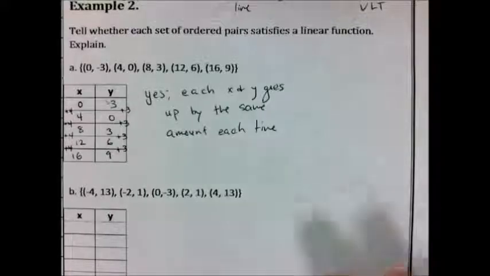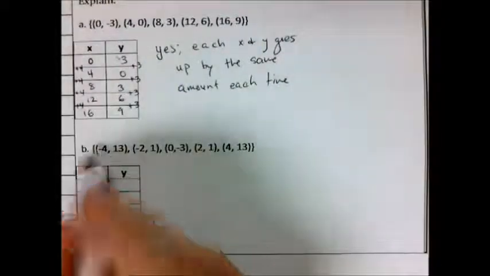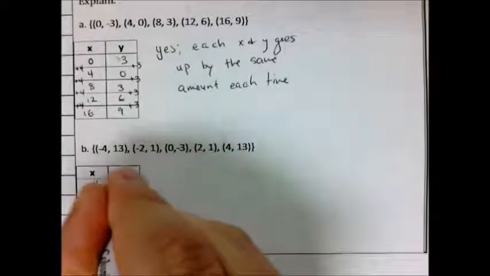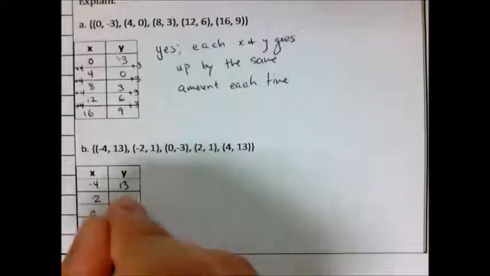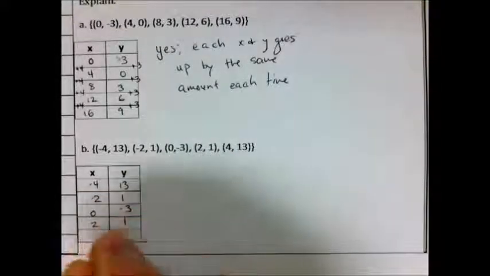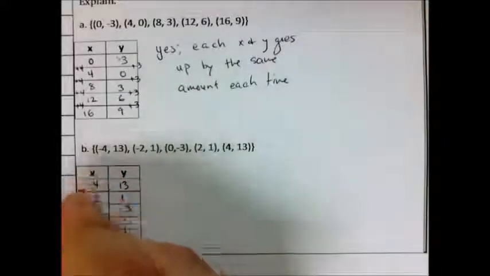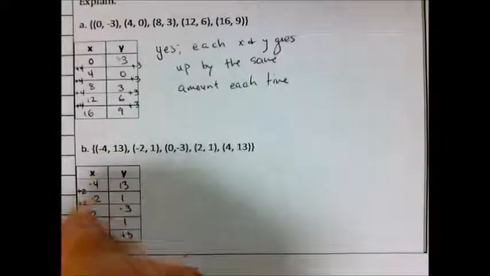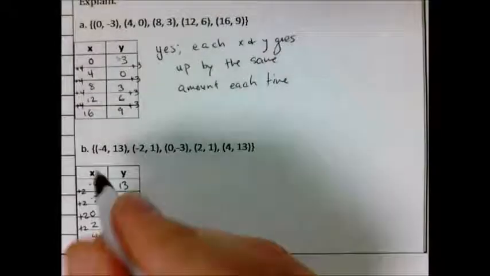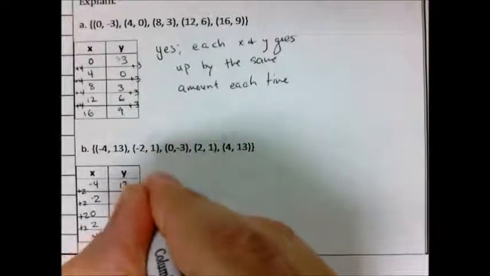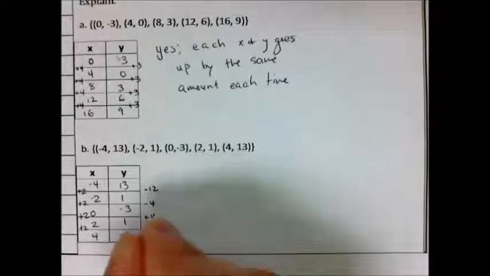Now if we look at b here, and I'm going to move this down a little bit, b is going to be a little bit different. We've got again, needing to build a table. So -4, 13, -2, 1, 0, -3, 2, 1, and 4, 13. We see that it goes up to every single x, which means that this is a function. Okay? But if we look at our y's, it goes down 12, down 4, up 4, up 12.